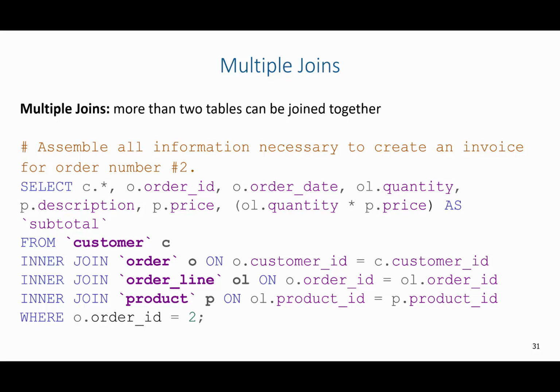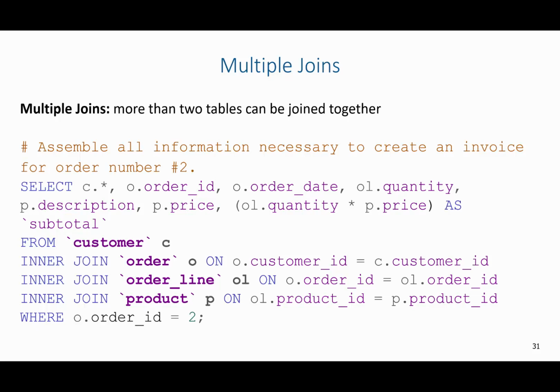connected together. Then finally, I want to only see those results where the order ID equals 2, so I'm going to say where O.orderID equals 2. And the reason why I include the alias O before the order ID is because order ID exists in 2 tables, in the order table and in the order line table, and I need to distinguish between which table that order ID is going to be pulled from.